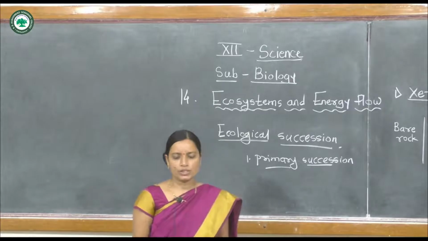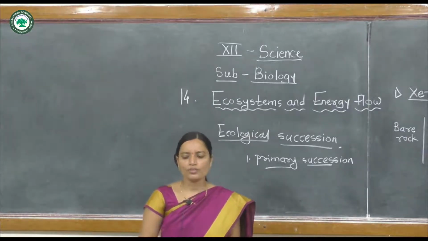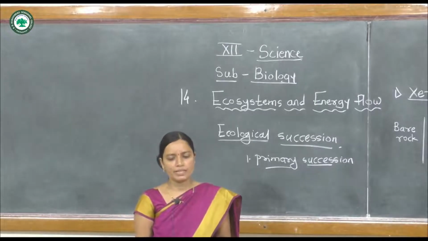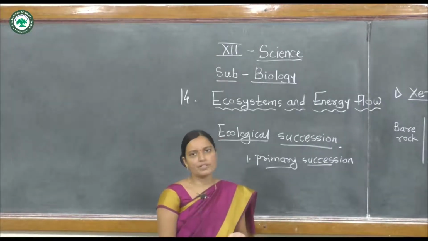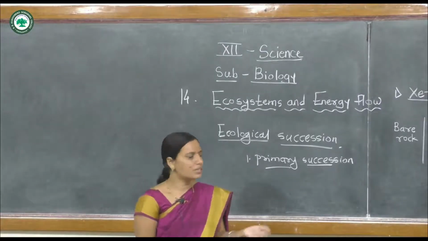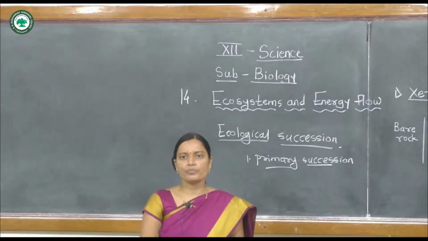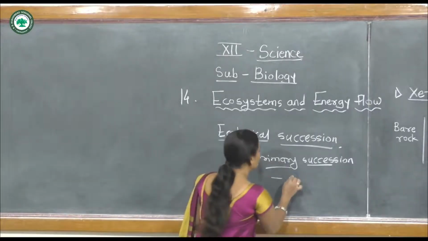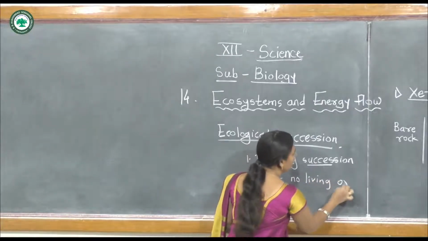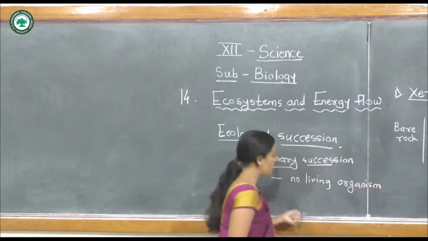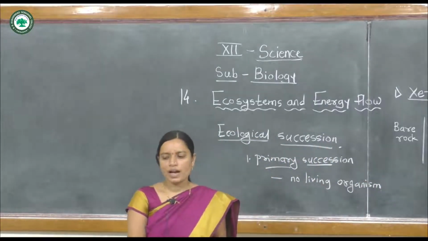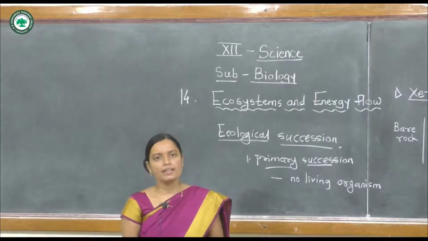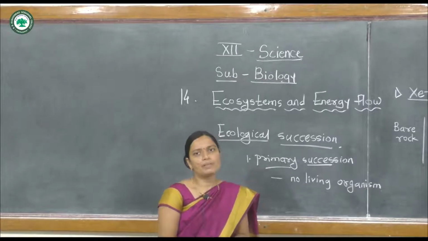So what is primary succession? Primary succession occurs where there was no previous community. No previous community is present, for example barren rock or sand. This is primary succession. It starts where no living organisms were present before, like on a newly formed volcanic island. This type of succession is called primary succession.